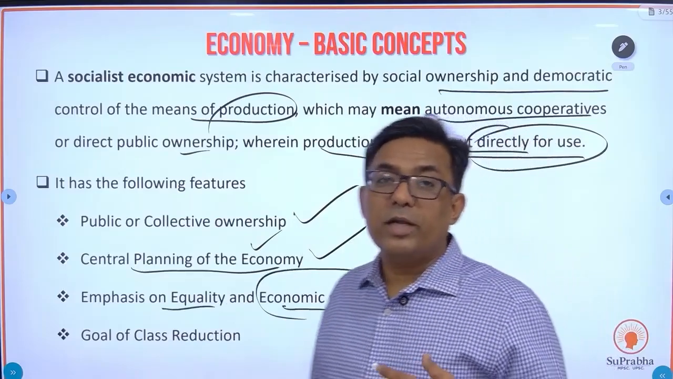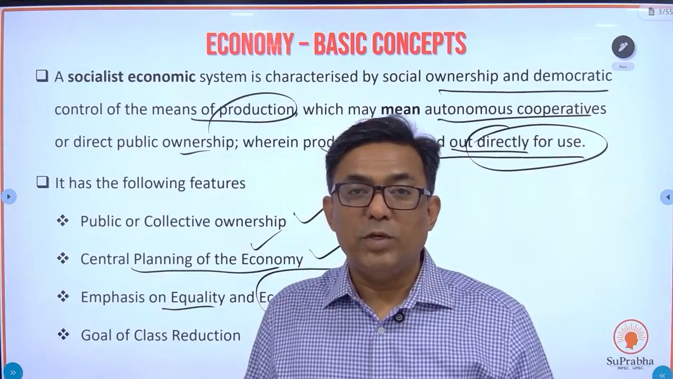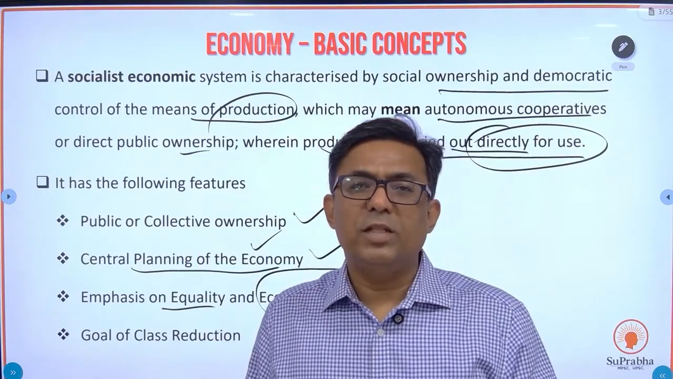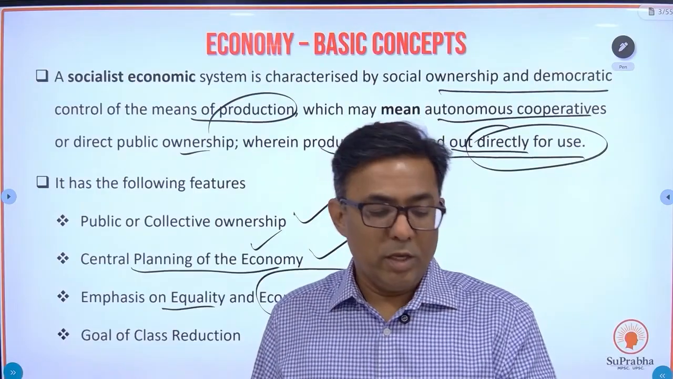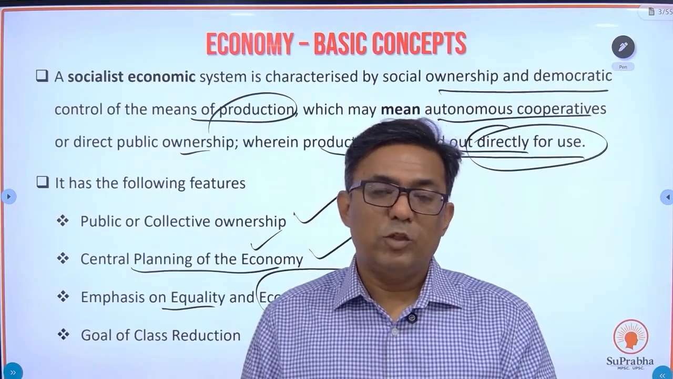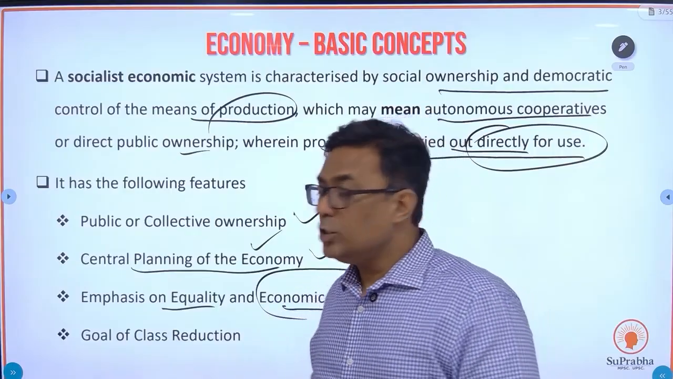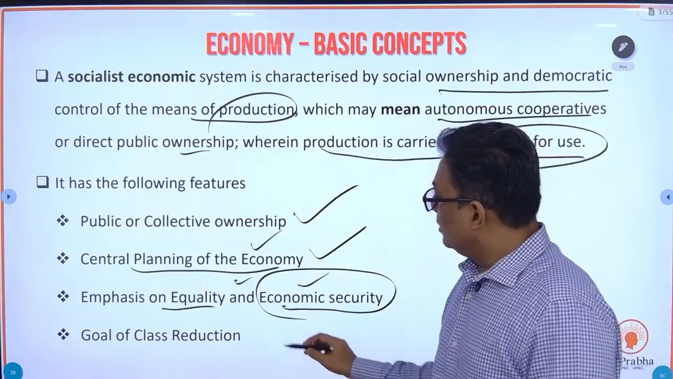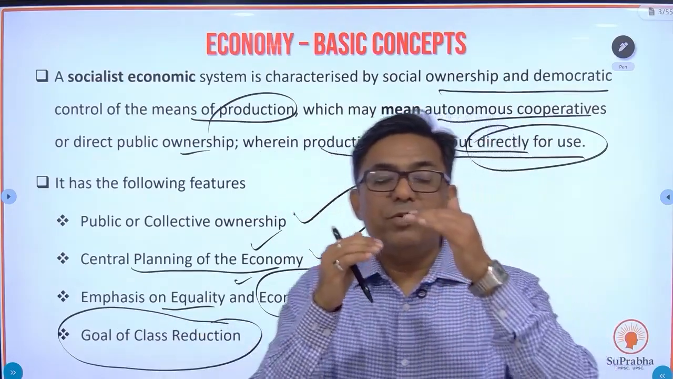So government will try to provide to those who don't have something, or are below the poverty line, or where there is inequality. For example, there is gender inequality in India. So what does the government of Maharashtra do? In school education, free education for girls, and state transport buses, half ticket. This is practiced for equality and economic security, and the goal of socialism is class reduction, to reduce the gap between haves and have-nots.